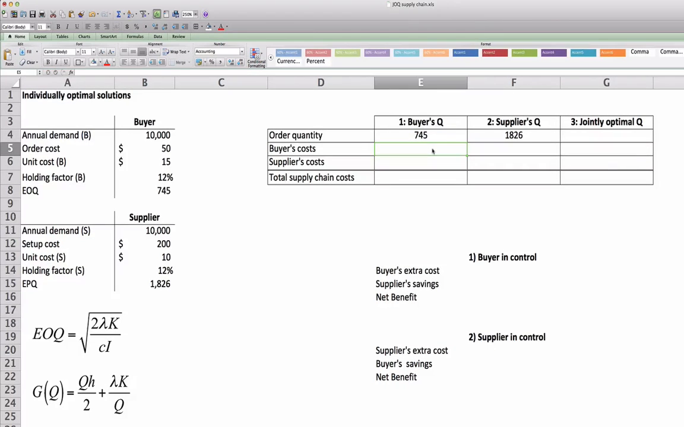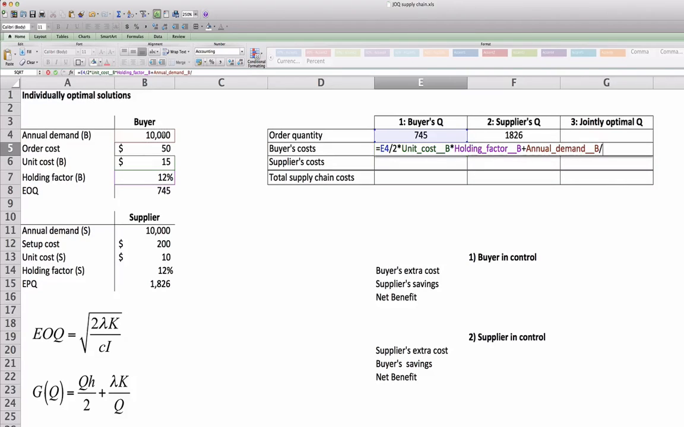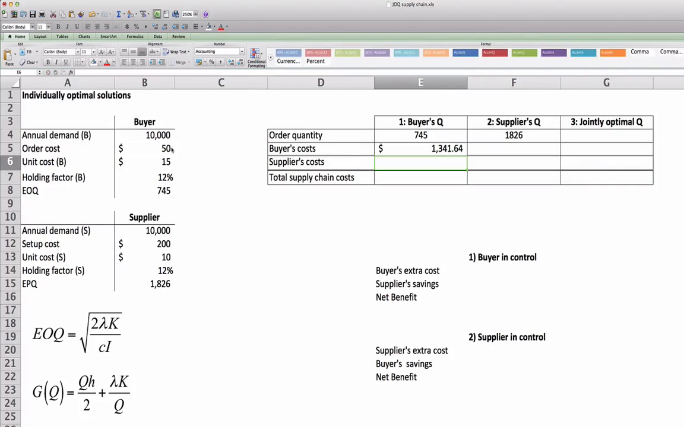Inventory holding costs will then be average inventory, which is Q divided by 2 multiplied with the relevant unit cost of $15 and the holding cost factor of 12%, plus the order placement costs, which will be annual demand divided by the order quantity multiplied with the cost of placing an order. So we'd be looking at a total cost for the buyer of $1,341 roughly.